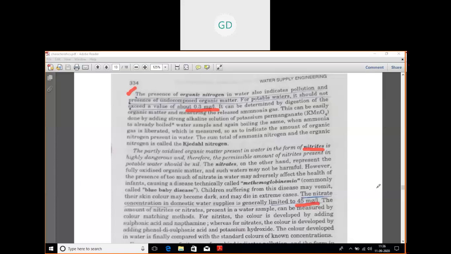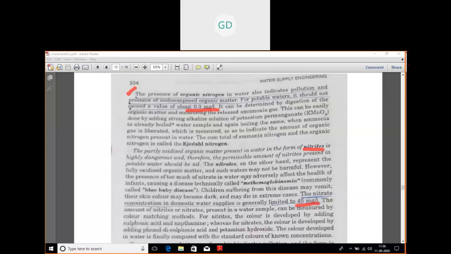If up to 45 milligram per liter of nitrate is present in water, then it will not cause any harm. But if more, 50, 55, 60, 65, or more nitrates are present in water, then what will happen? Nitrate affects the infants, the babies. How does it affect them? It causes a disease named methemoglobinemia.